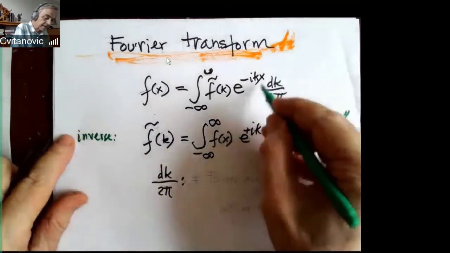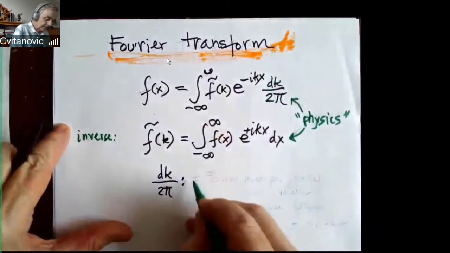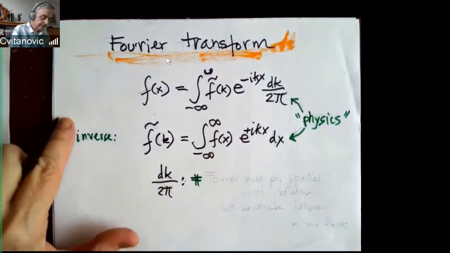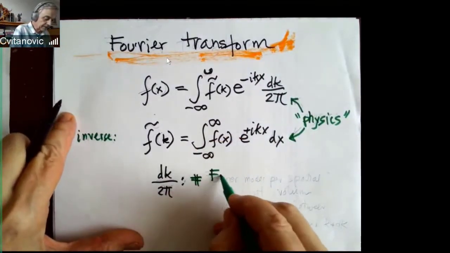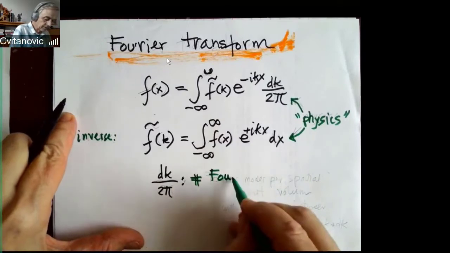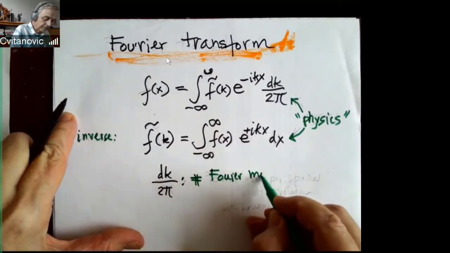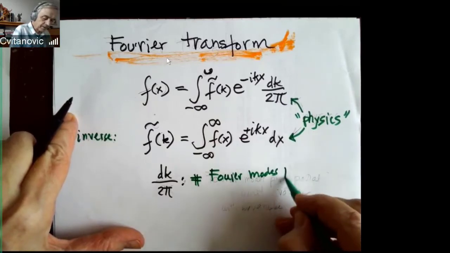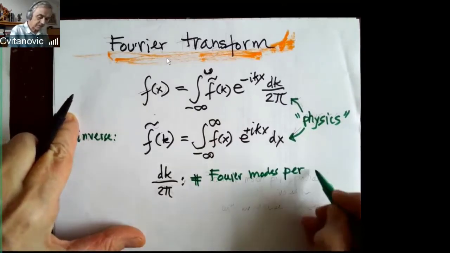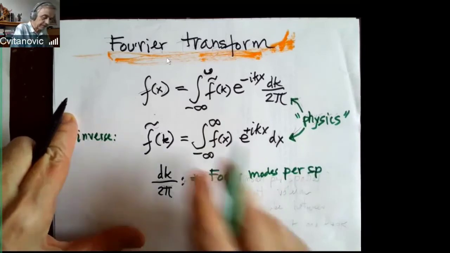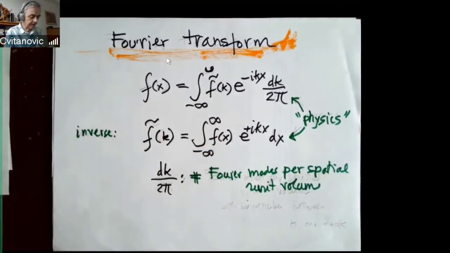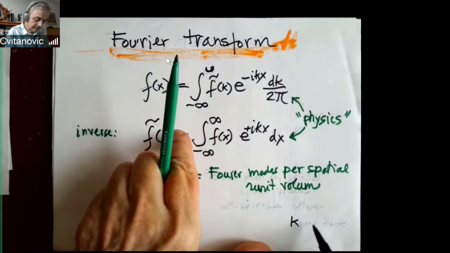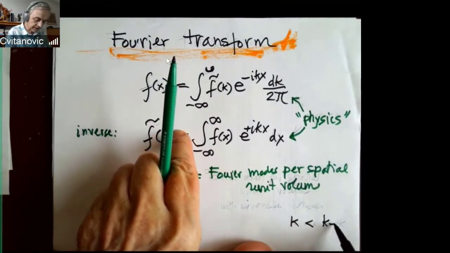This thing here was counting. Remember, it came from m's. So now that can be interpreted as Fourier modes, number of, per spatial unit volume, because we're getting something here, where k, you're in the interval k plus delta k.